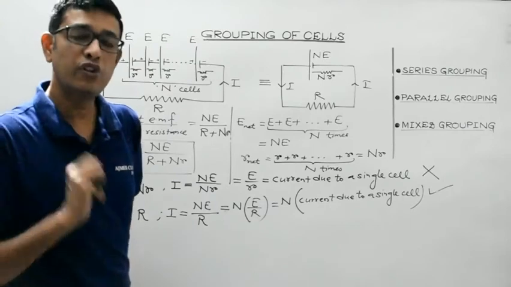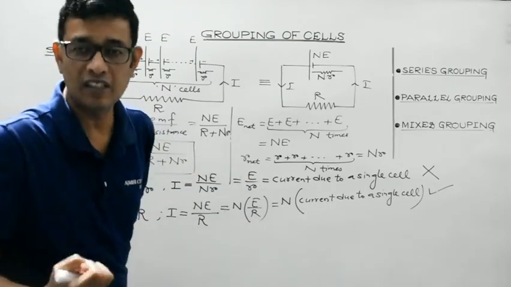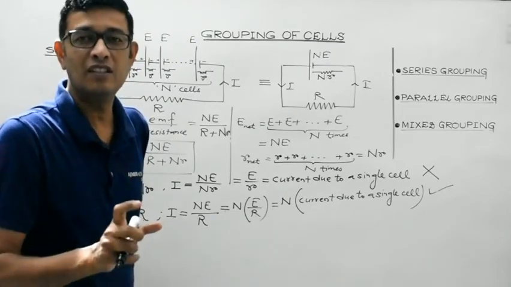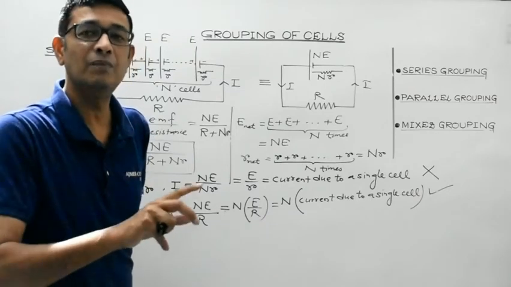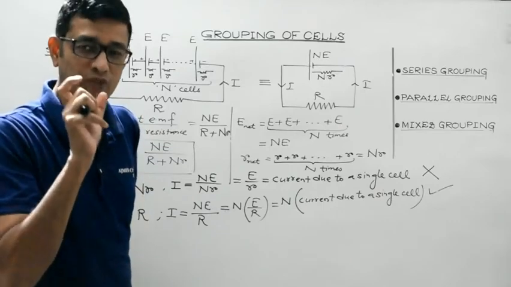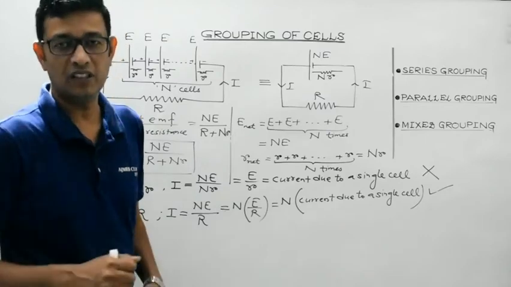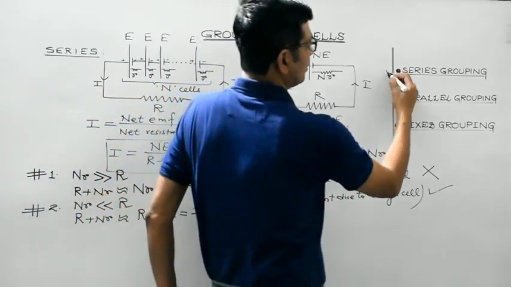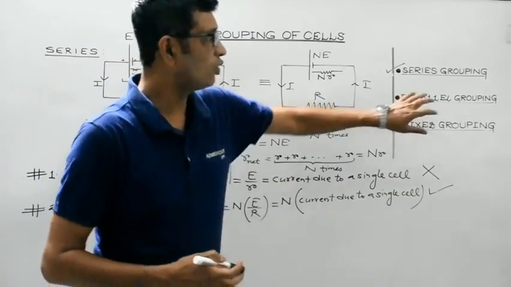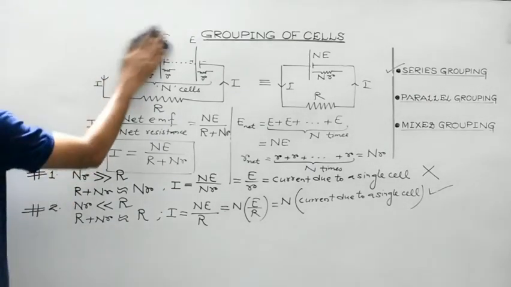So what's the conclusion? In order to derive maximum current from the series grouping of cells, the net internal resistance offered by the series grouping of cells must be negligible as compared to the net external resistance. By satisfying this particular condition, we can derive maximum current from the series grouping of cells. So students, this first article regarding the series grouping of cells is over. Now let's concentrate on our next topic, which is the parallel grouping of cells.